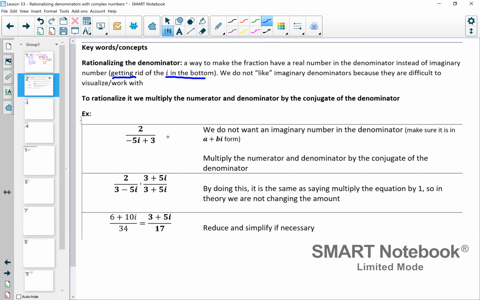So here's our example. We have a 2 over a negative 5i plus 3. Well, as we mentioned in the do now, we do not like this right here. The i is first. So what we have to first do is change it into a plus bi form. And as you see over here, I changed it for you guys. So the 3 moved to the front, not the back, and the negative 5i moved to the back.